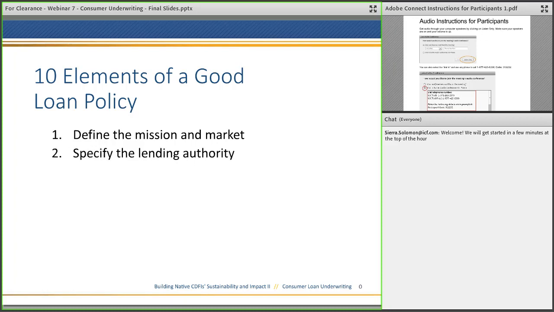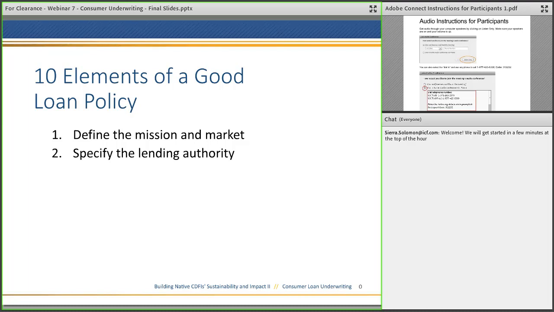So the next part of the loan policy would be your lending authority. In this regard, you would want to specify how many people it takes to approve a loan in your organization. Is it just your lending officer? Is it your underwriters? Does it need executive director approval? Does it need to go straight up to the board? Those are all different things that you can consider.